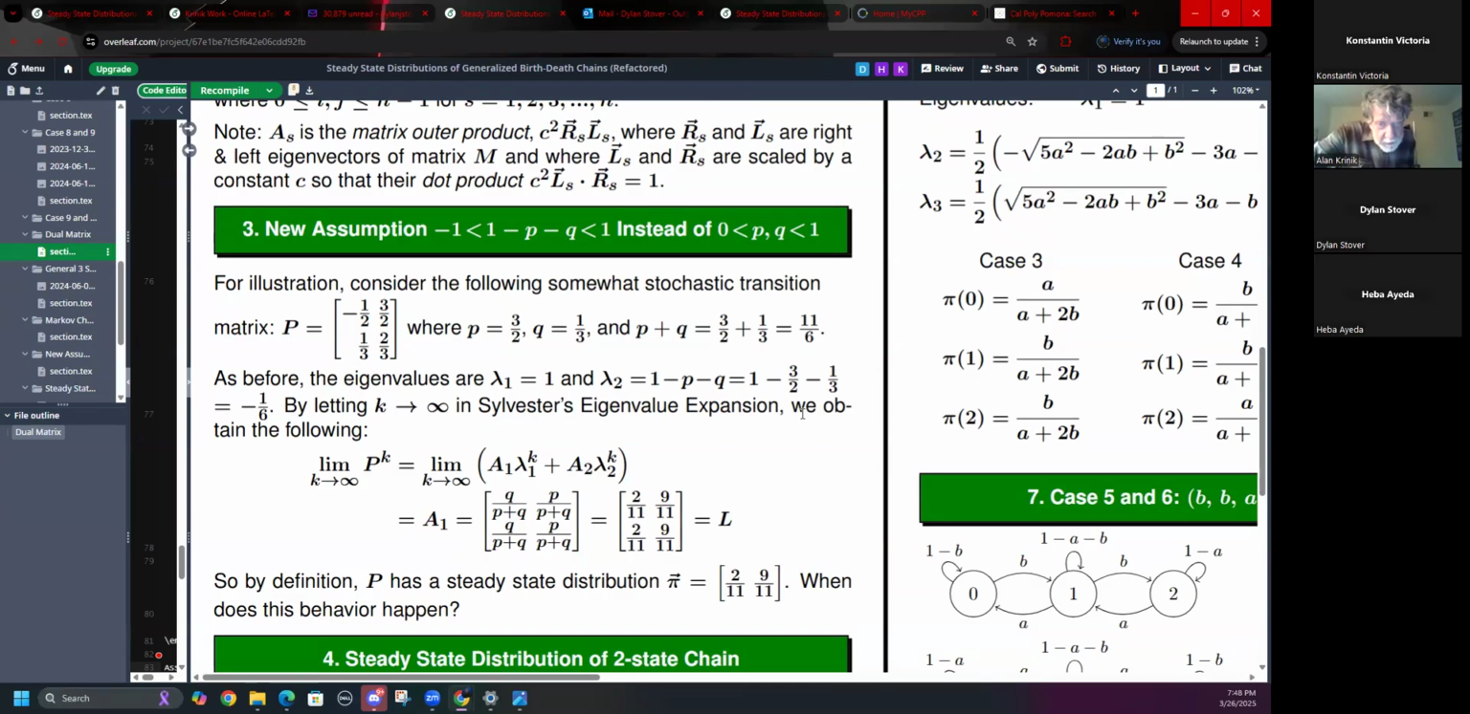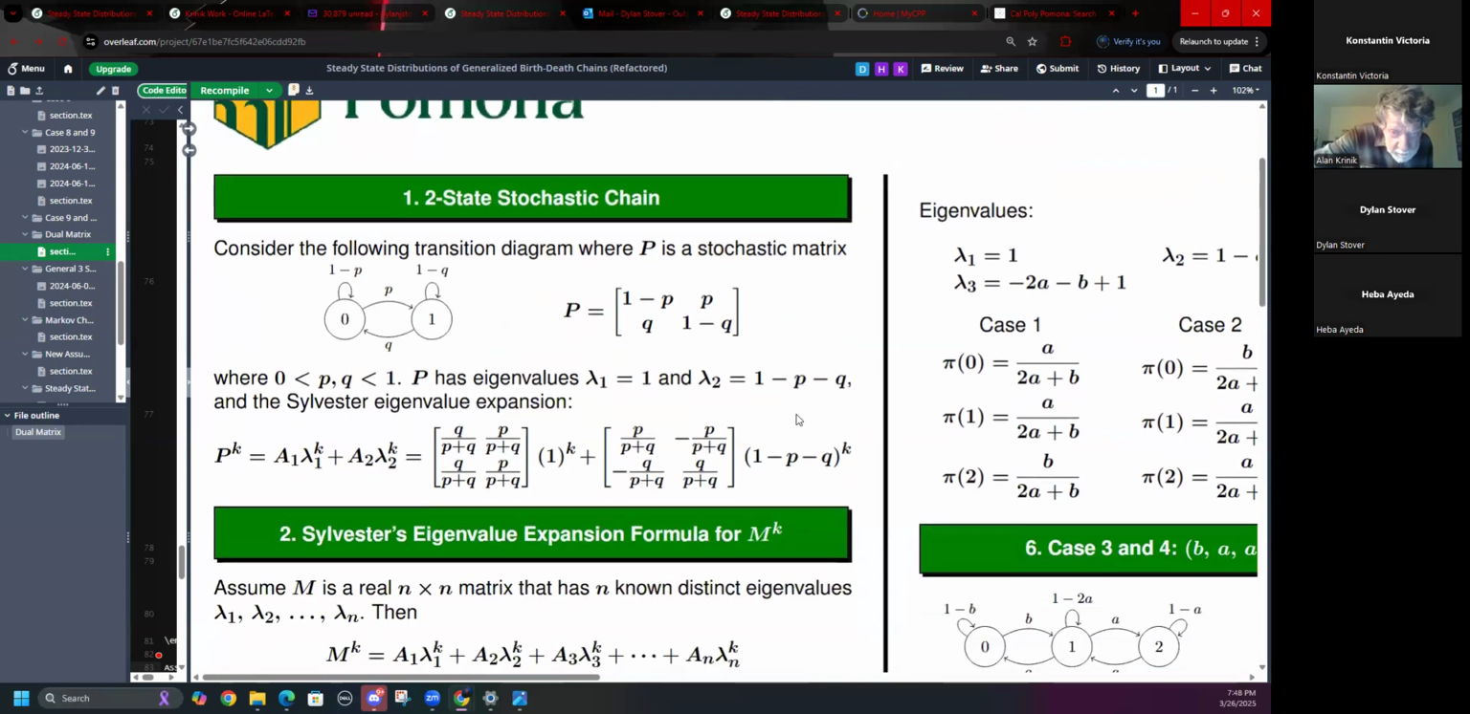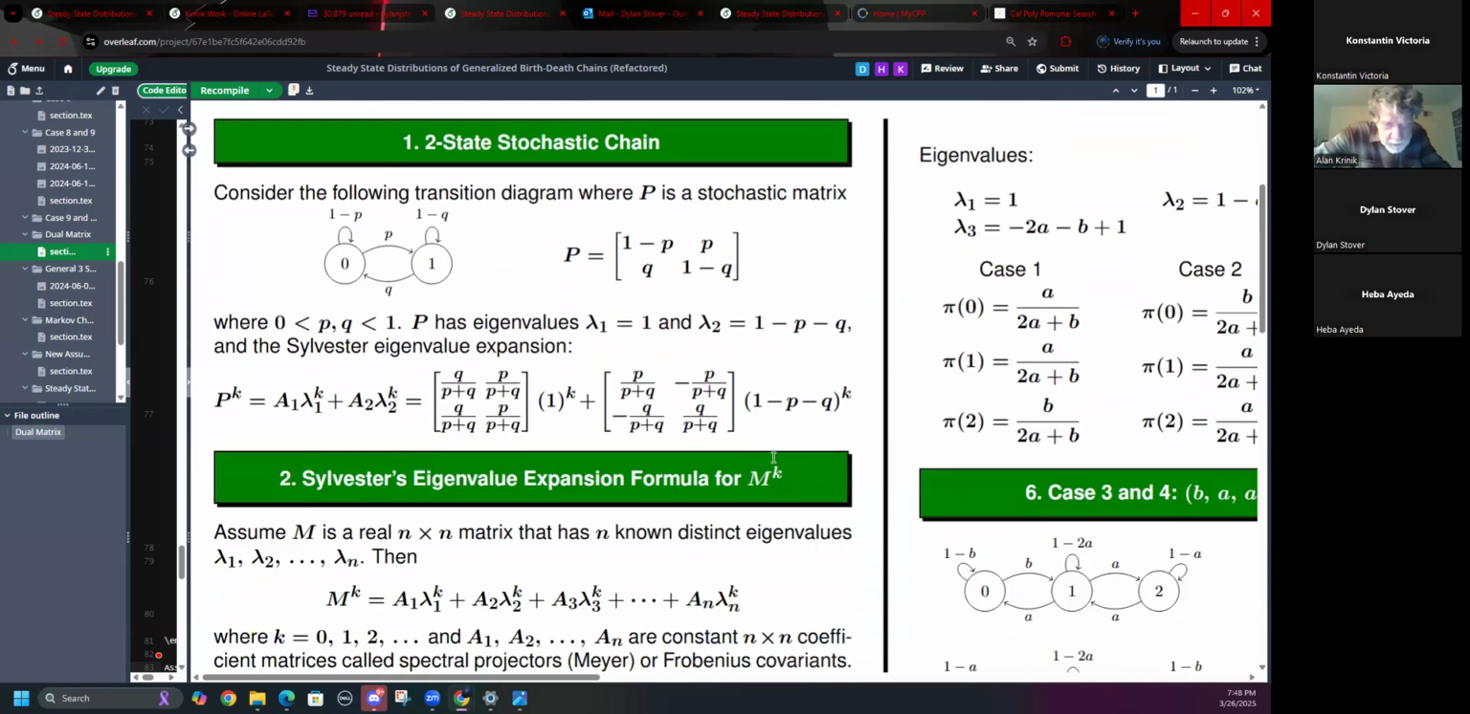If we do that, can someone roll back to slide 1? Yeah, perfect. This second term, if 1 minus P minus Q is between 1 and -1, again will disappear because the fraction is approaching 0 as a limit. And so you'll have a steady state, which is just the first row of this A1 matrix. So that's a more general condition. Go back to slide 3, please.